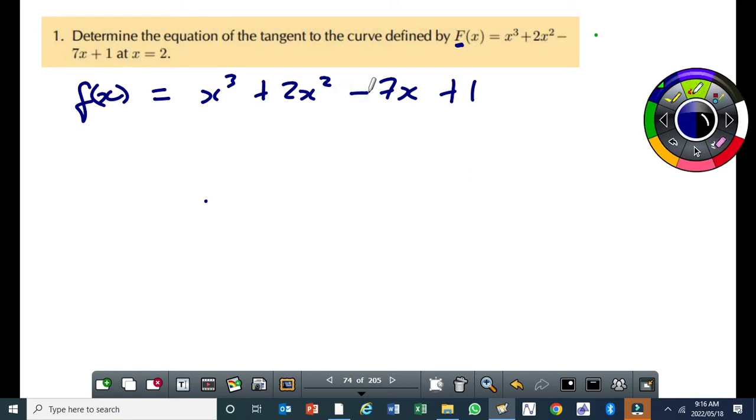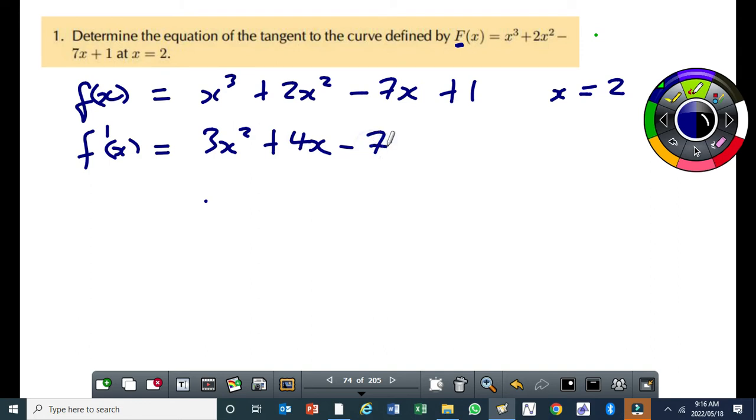Okay, so we need to determine the equation of the tangent where x is equal to 2. So x equal to 2 is the point of contact between the tangent and the cubic function. This is a cubic function, which I'm supposed to probably introduce by the end of this lesson. So first thing, we find the derivative. That will be 3x squared plus 4x minus 7. At this stage, you should now know how to find derivatives using rules. So that's the derivative, right?